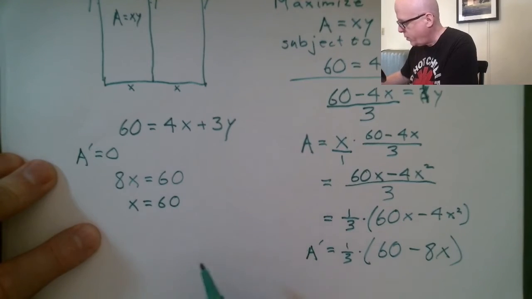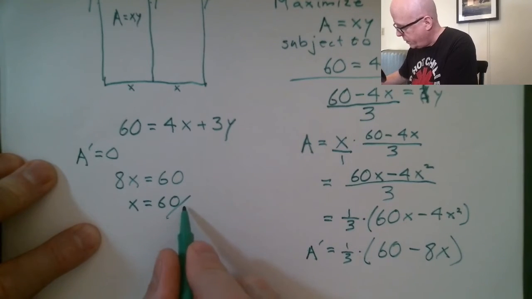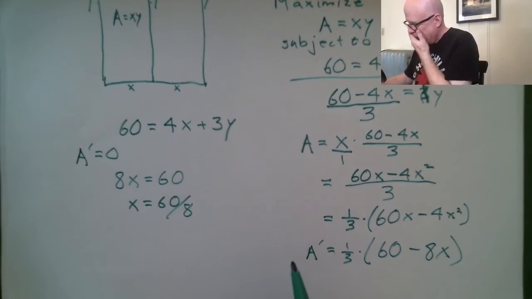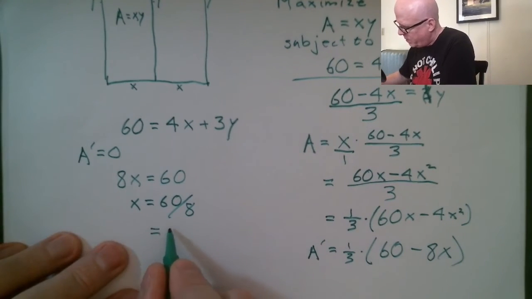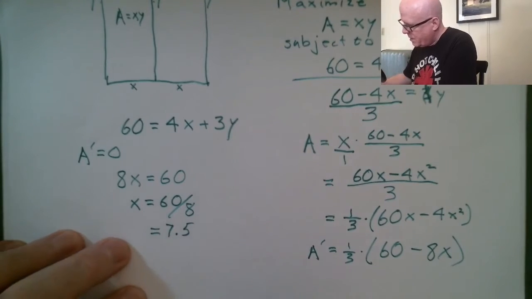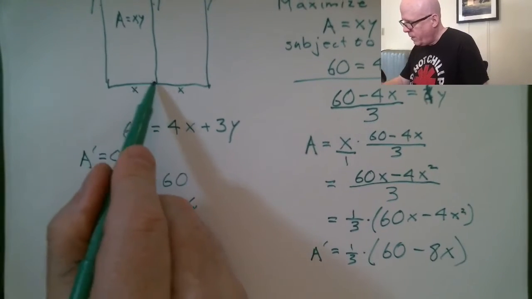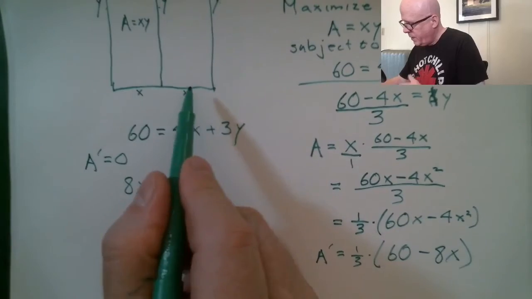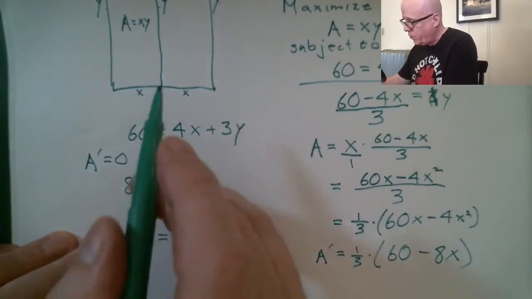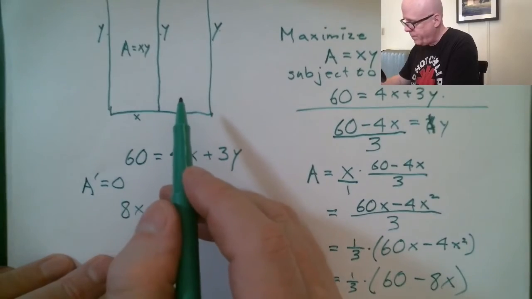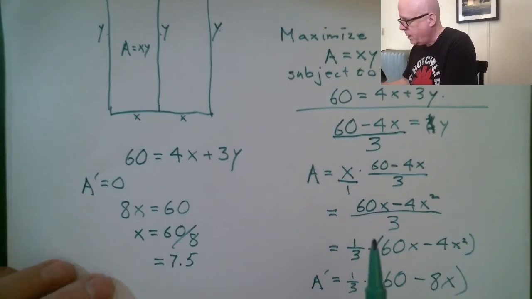I guess I wish I had started with 80 feet of fencing instead of that. 60 over 8, I think that's 7.5. Yeah, 7.5. So we have 7.5 feet here, 7.5 feet here, and then how long is y going to be? The way I drew it, y would have been like 3 times as long as x.